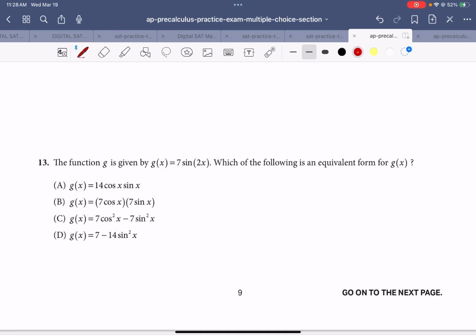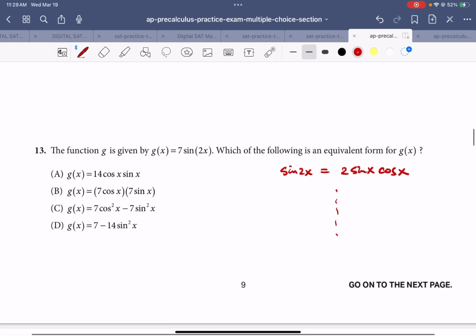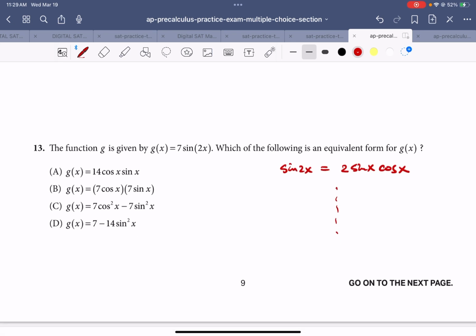13. The function g is given by g of x equals 7 sine 2x, and which of the following is equivalent for g of x? So this one, quick review: the double angle formula for sine 2x is 2 sine x cosine x. And you have a lot of formulas, right? Cosine 2x and tangent 2x and plus-minus formulas, many formulas you should know. But this lecture is just for this test, so I'm not gonna go over the entire thing. I'm gonna make a separate video for that.